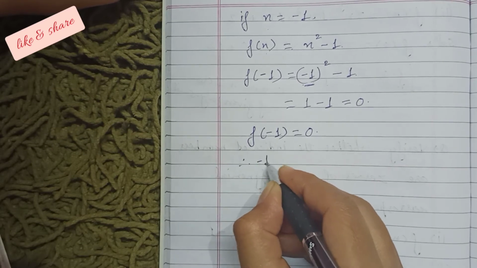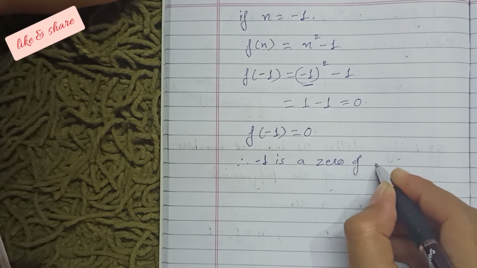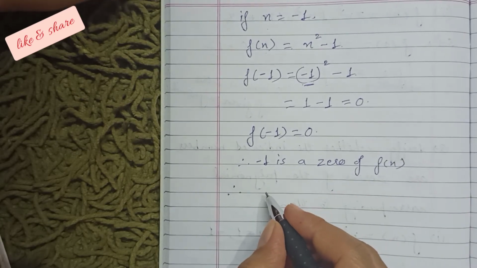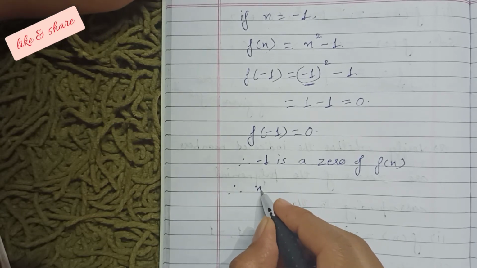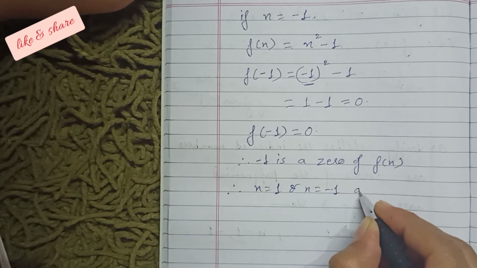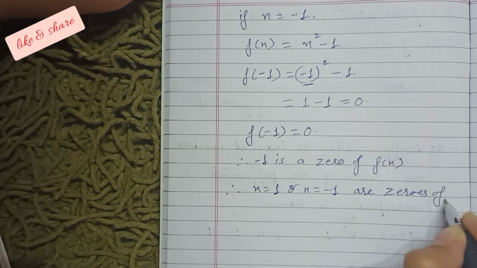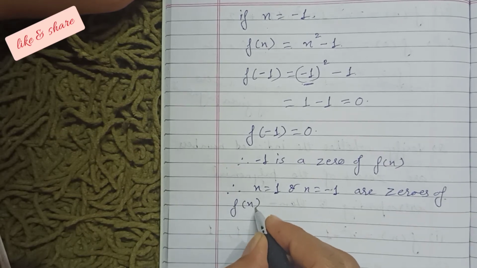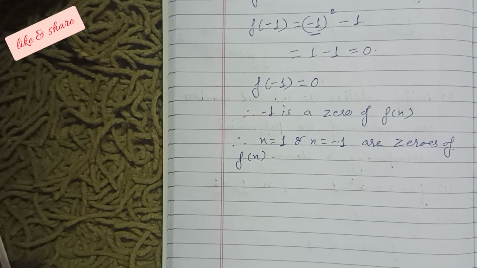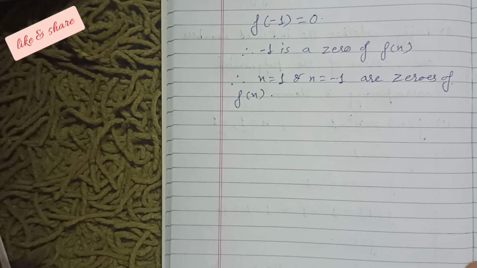Therefore -1 is a 0 of f of x. Okay, so when we checked, we found that x is equal to 1 and x is equal to -1 are zeros of the given polynomial f of x. So to check a zero, we will put the value of x, calculate f of x, and according to the result we will identify.